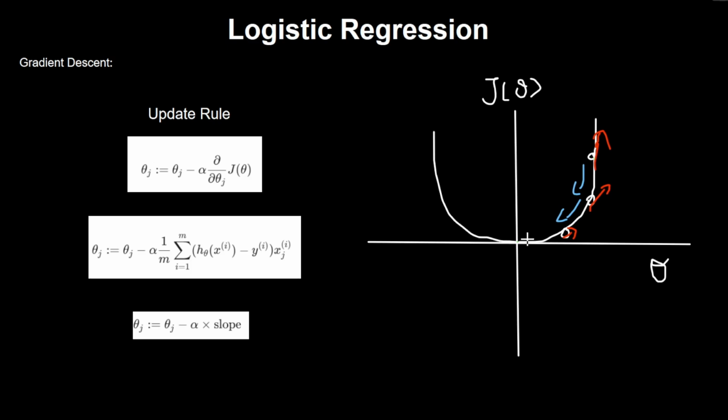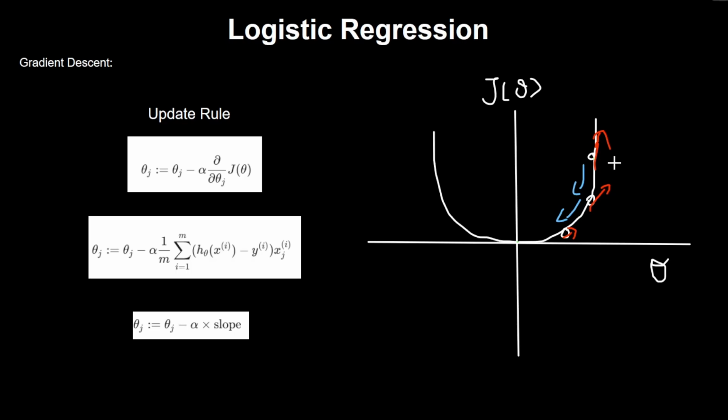But if we take a large step, one step like this, another step like this, we might skip the optimal solution because we took a large step and just skipped past it. So picking the right learning rate is crucial. That's what is meant by the learning rate.